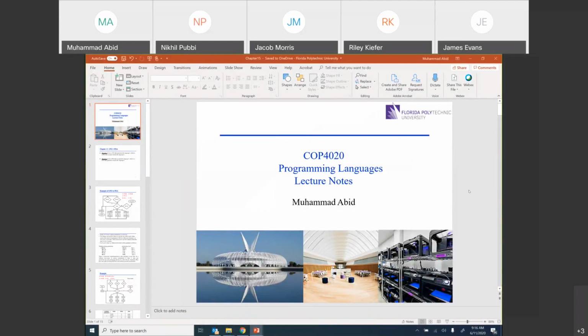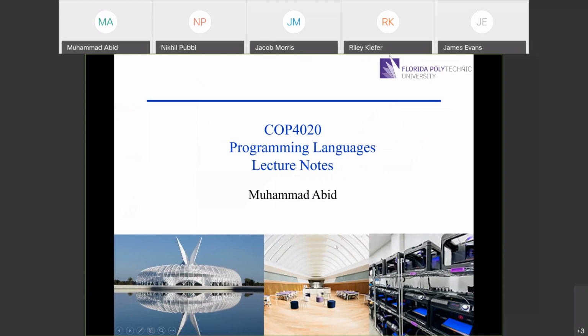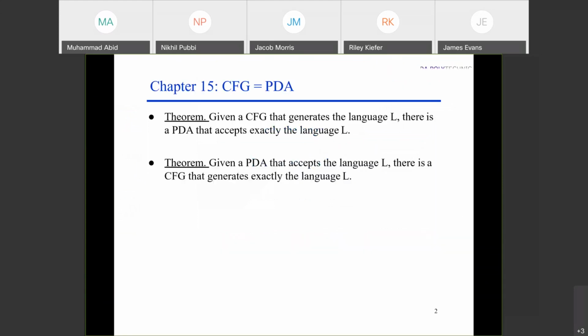Okay, so today we will see chapter 15. This is about context-free grammar and how you convert your context-free grammar into PDA. In the previous chapter, you saw how we convert FA into PDA or PDA into FA or PDA into TG or TG into PDA. Today we will see how we convert context-free grammar into PDA. Okay.